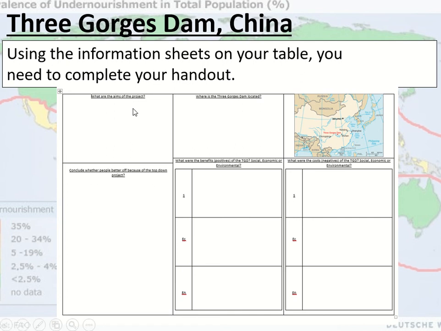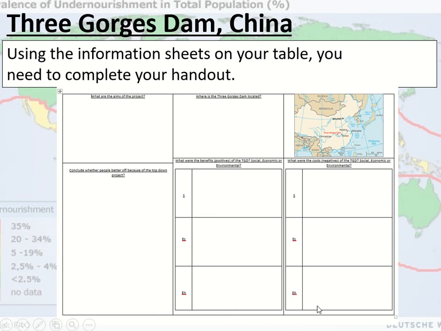So on 365 is an A3 sheet, just like this, that you can see on the screen, and it's got different aspects to it. Firstly, it's got what are the aims of the project. Then it's got where is the Three Gorges Dam located, with a map to the right. Then there's a little section that says conclude whether people are better off because of the top-down project or not. We're going to leave that till the end.